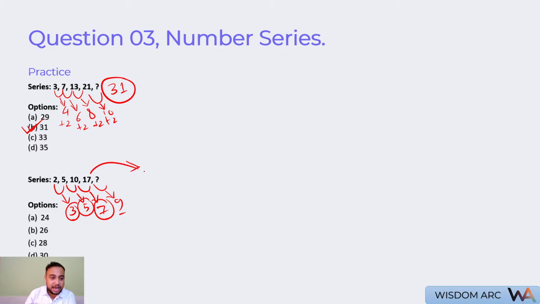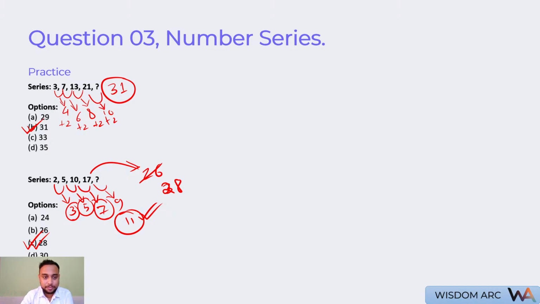17 plus 9, 26. And if we take it as a prime number, 17 plus 11, 28. So here is your correct answer. Okay. Let us move ahead with the next question.